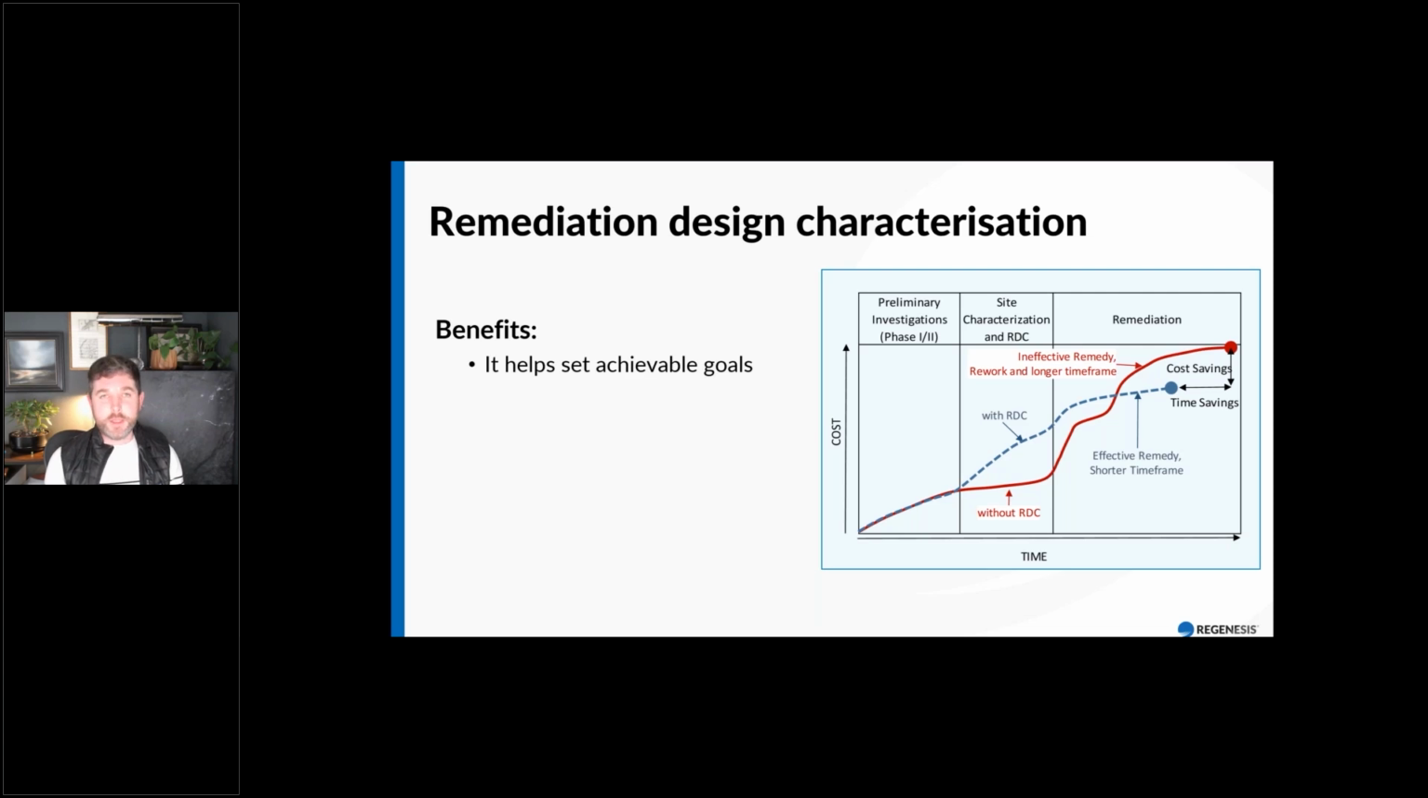It helps set achievable goals. We're able to look at a site and say, okay, this is what we're able to do in 12 months, this is what we're able to do in 2 years, and we can help everyone set achievable goals and then help all of the stakeholders negotiate that with the regulators. It helps reduce uncertainties, so we can perhaps lower costs and ensure that a particular solution isn't over-engineered or even under-engineered, and it can reduce costs as well, and ultimately speed up that remediation program.